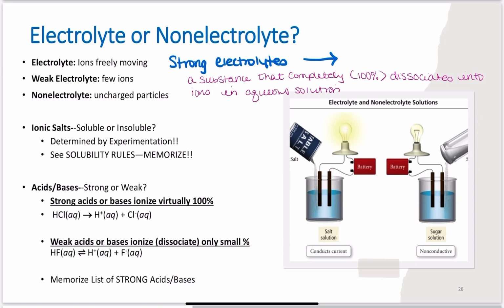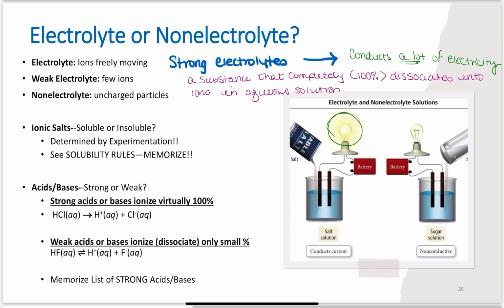Weak electrolytes have few ions. So, well, let me back up one thing really quick. Strong electrolytes, when we say that it completely dissociates into solution, what does that really mean? It means it conducts a lot of electricity. We see the light bulb light up really bright. Weak electrolytes, they have few ions in solution.